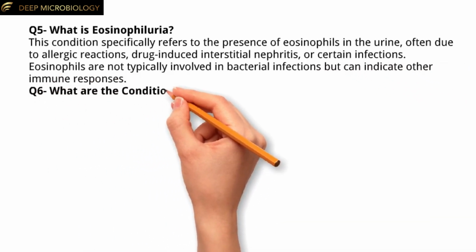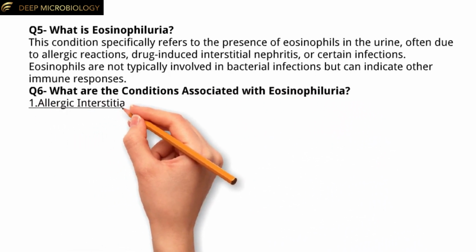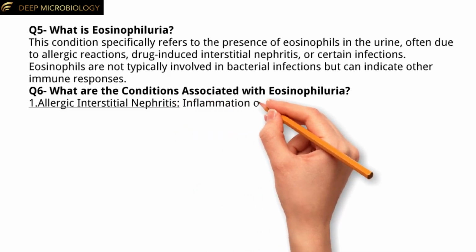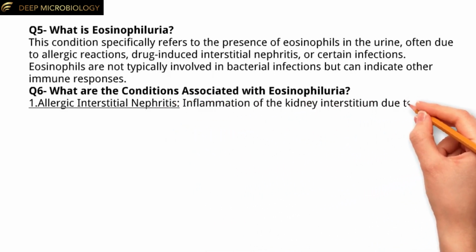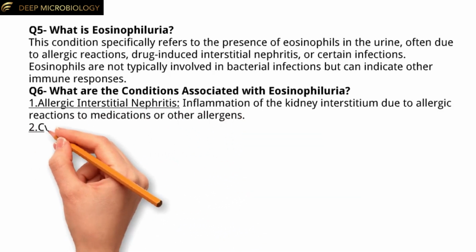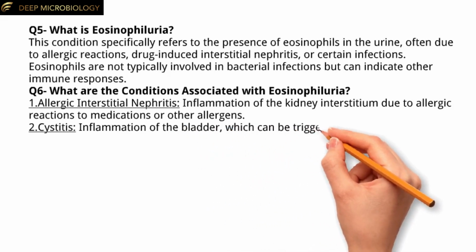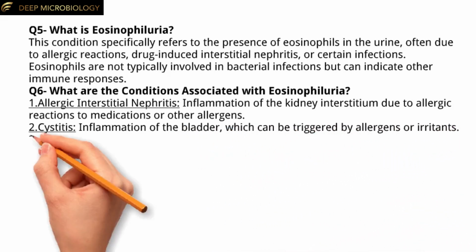Question 6. What are the conditions associated with eosinophiluria? 1. Allergic interstitial nephritis. Inflammation of the kidney interstitium due to allergic reactions to medications or other allergens. 2. Cystitis. Inflammation of the bladder, which can be triggered by allergens or irritants.